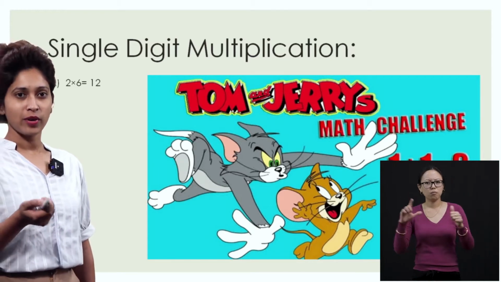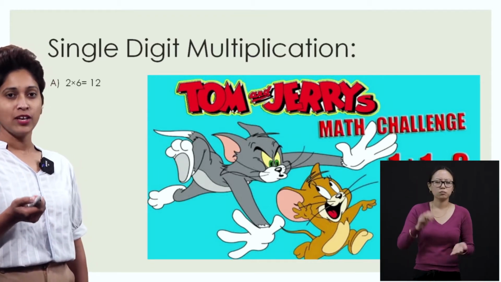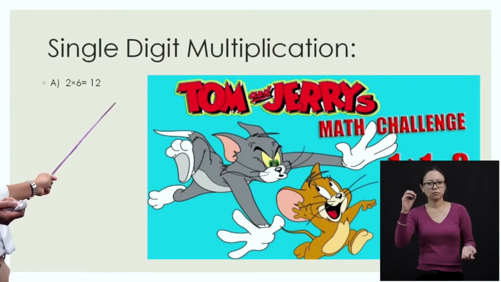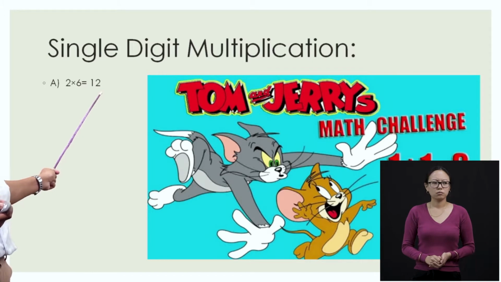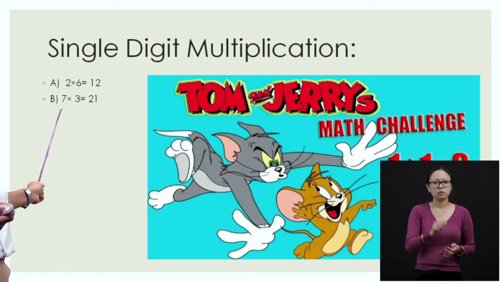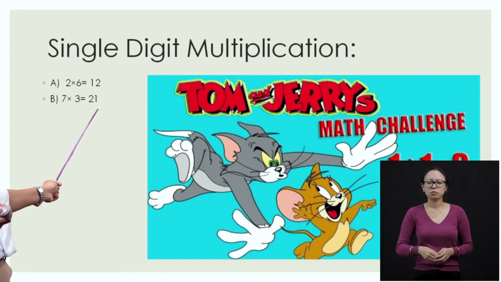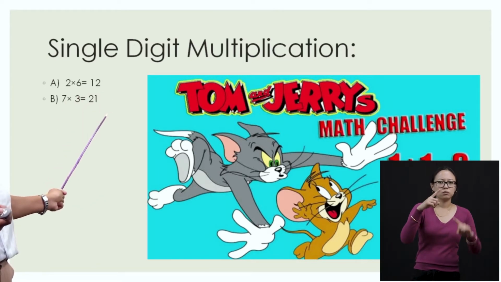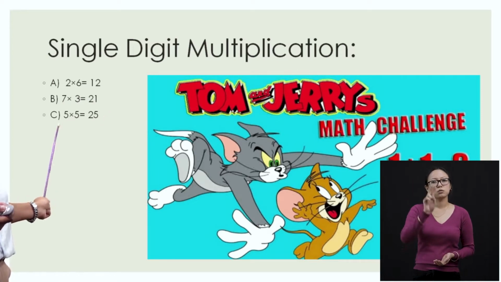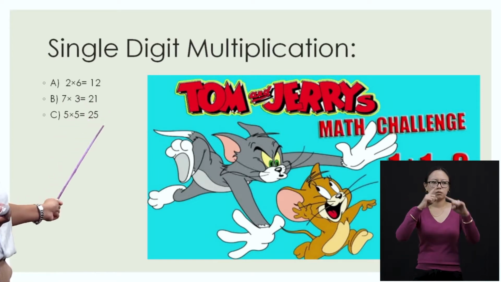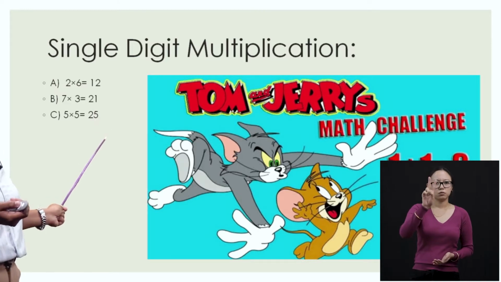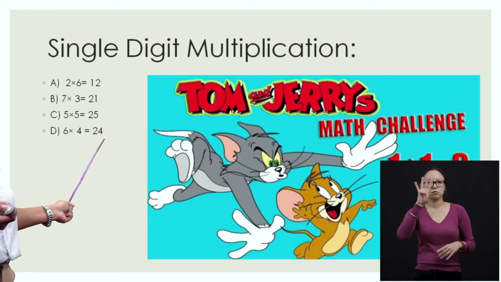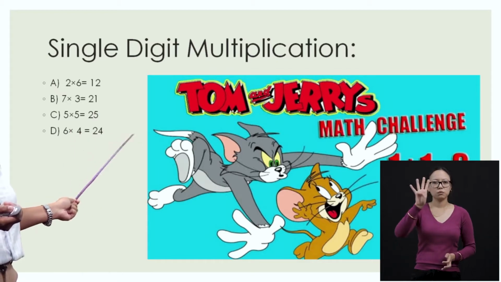So, children, what is 2 into 6? It is 12, right? Then we have next 7 into 3. How much is it? 21, right? 7 into 3 are 21. Another one we have 5 into 5, that is 25, right? Then we have next multiplication, that is 6 into 4. It is 24, right?